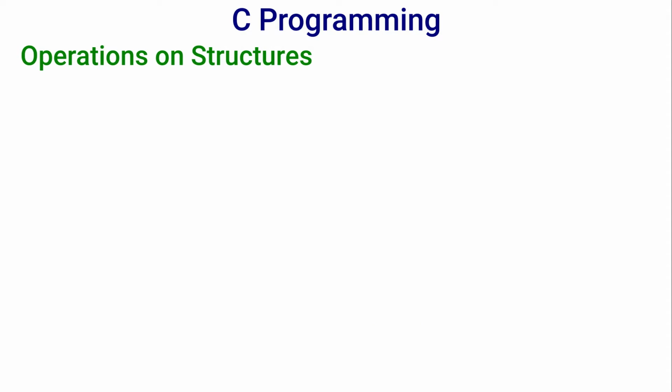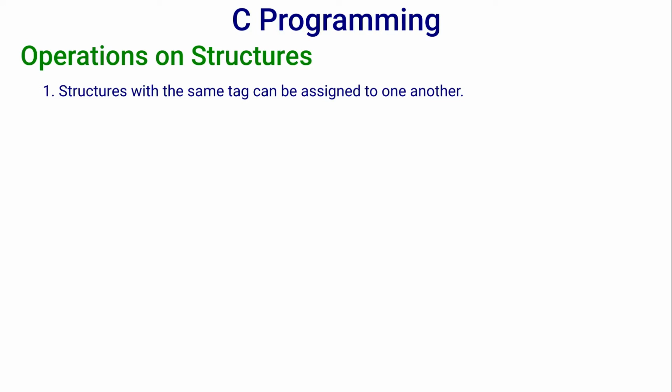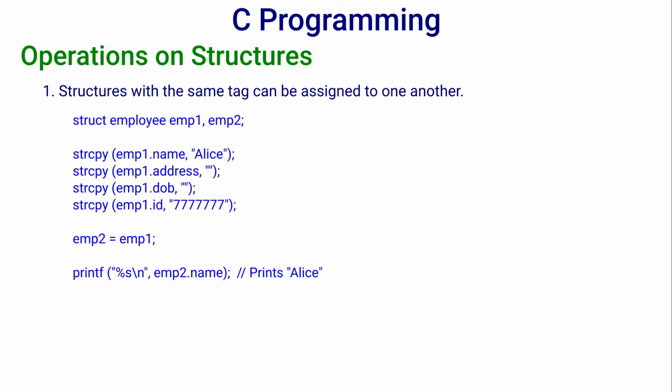There are 4 operations that are permitted on structures. First, structures with the same tag can be assigned to one another. Let's say we have 2 structures, emp1 and emp2, both with the same tag struct employee. The structure emp1 has some fields initialized. We can assign emp1 to emp2, and after that both emp1 and emp2 have identical values for all members.